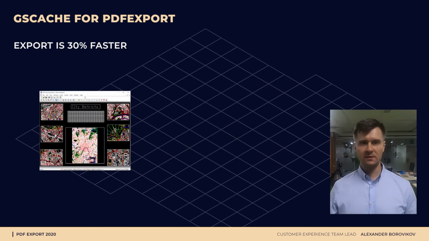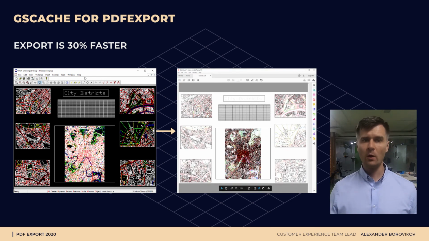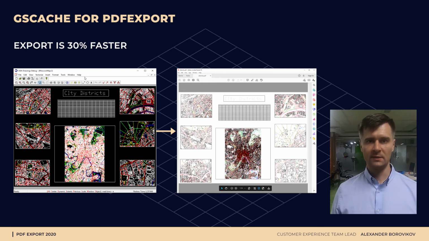The next item, GSK for PDF export. We often have the complex drawing with many entities combined in blocks, and it takes much time to render the entities in such drawings one by one. Luckily, we have graphic cache in our graphic system, which can be used to speed up the rendering process. But what about export? Is it possible to utilize similar approach for export? And the answer is yes.